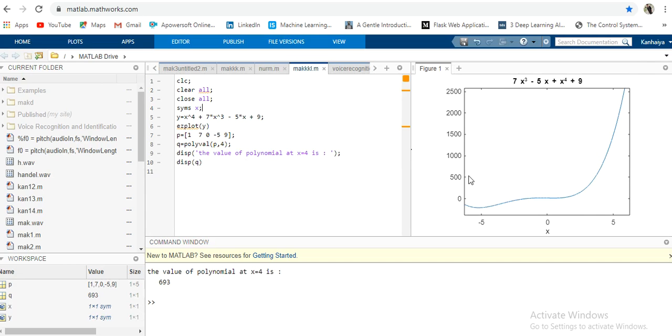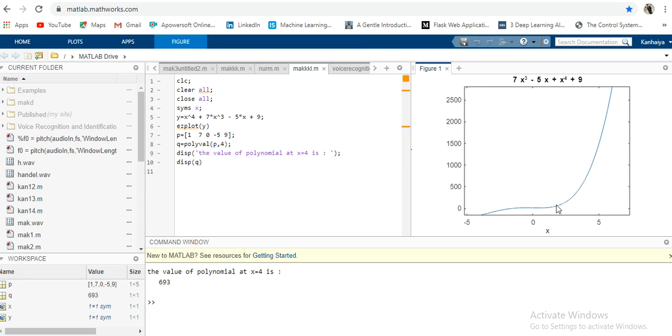It is taking a little bit of time. Okay, this is the plot. This is the plot for the polynomial. It is given. Okay, it is looking nice, right?